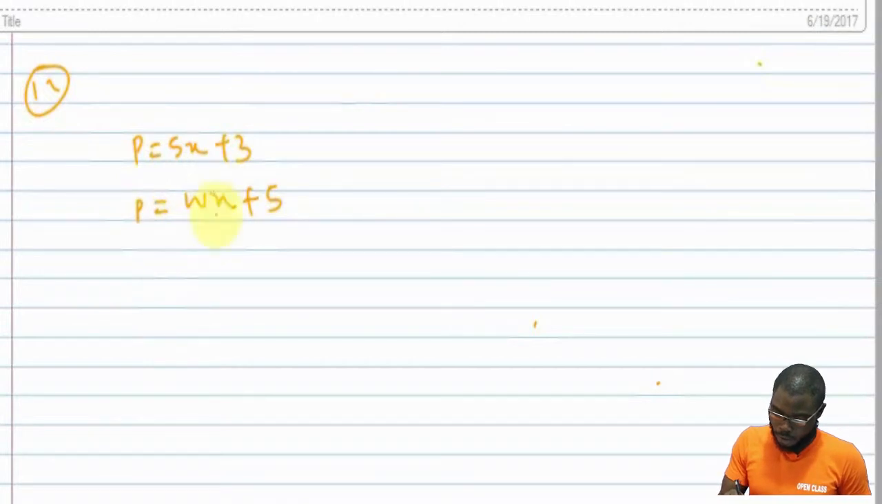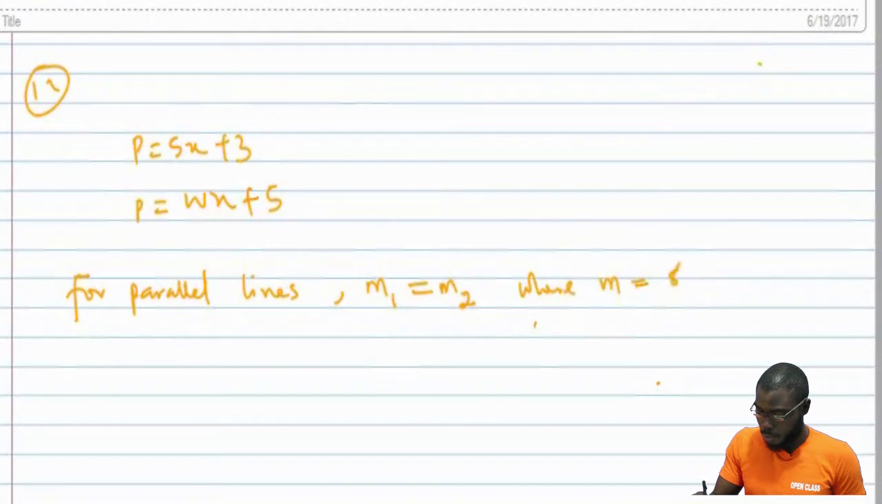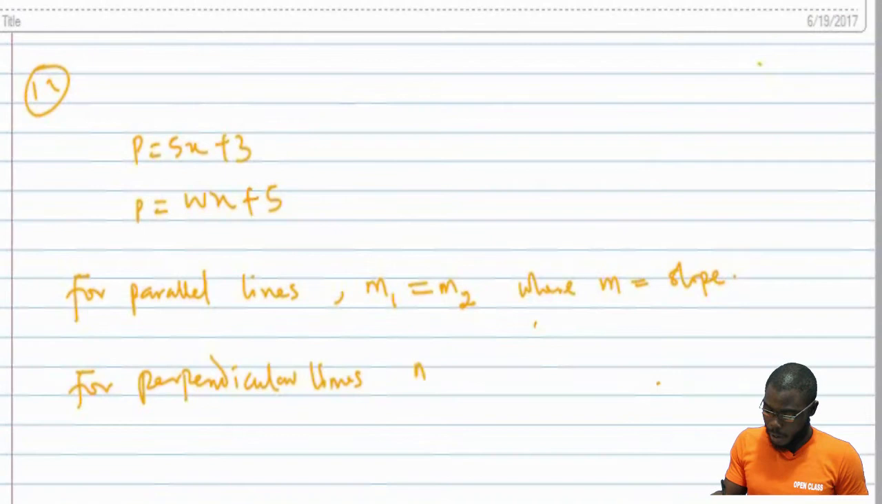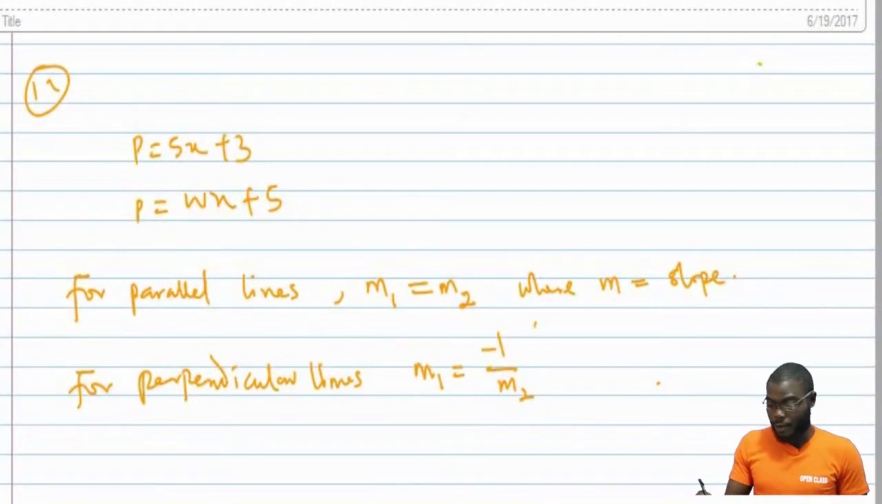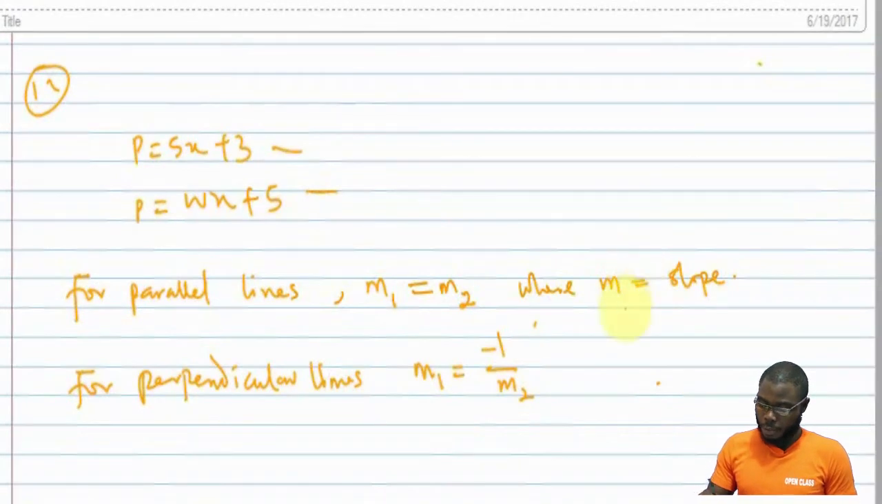What you need to know is that under coordinate geometry, for parallel lines, your slope m1 equals m2, where m is the slope. For perpendicular lines, m1 equals minus 1 over m2, the negative inverse of the other slope. Now we are told the 2 lines are parallel, so their slopes will be equal.